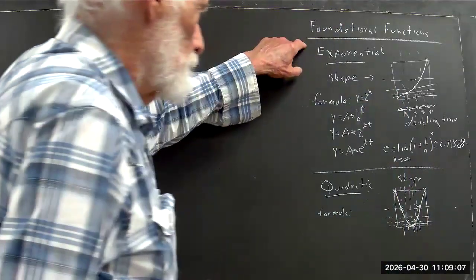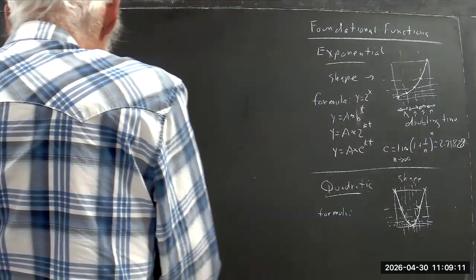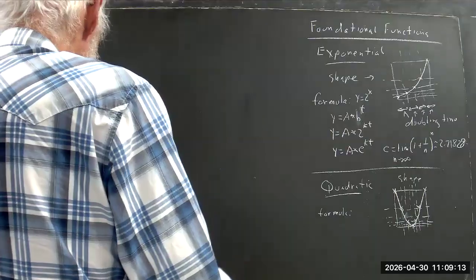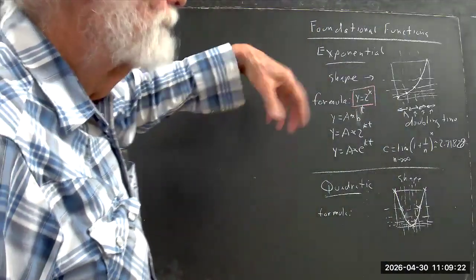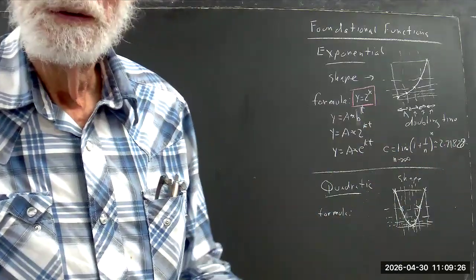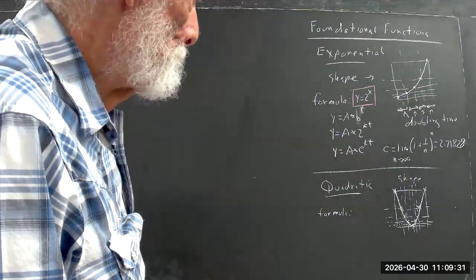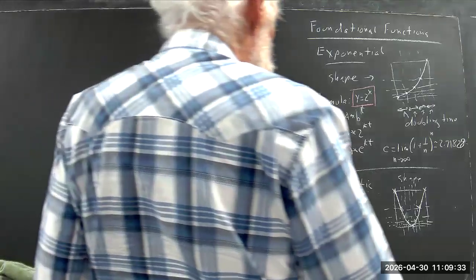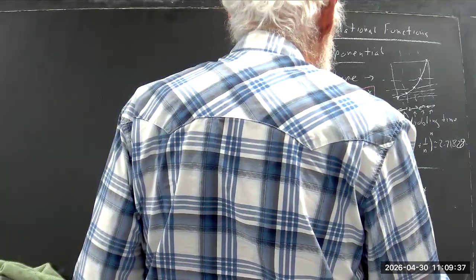Okay, on the exponential, I'll include the formula y equals 2 to the x. That's the toolkit shape. And then if it's stretched, compressed, shifted, whatever, you get any of these forms. Okay, formula for the quadratic function. The toolkit form is y equals x squared.